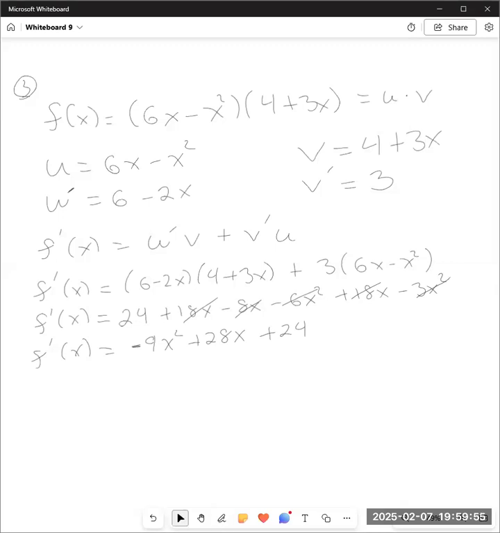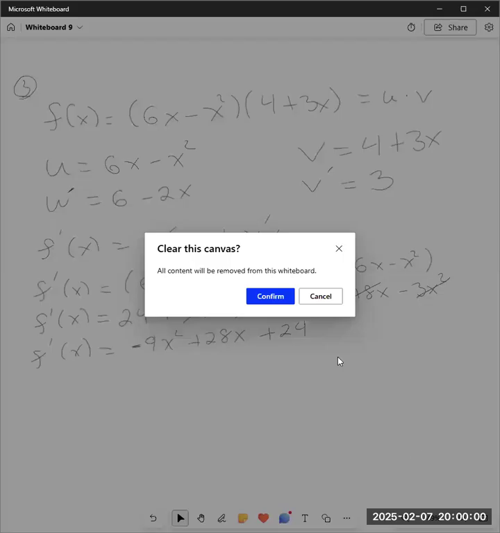Let's go ahead and look at number 5 now. Number 5 says f of x is equal to x times x squared plus 3. Now, this would not have been a hard problem to just distribute through and use the power rule, and I would probably do that if this were not in the section that told me to use the product rule here. So I'm going to use the product rule since that's what I'm trying to learn.